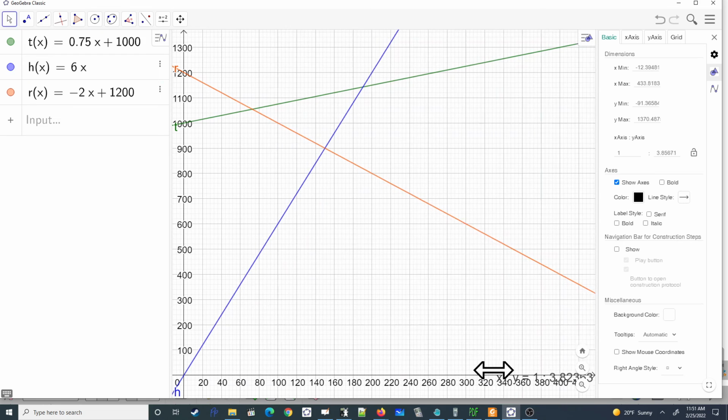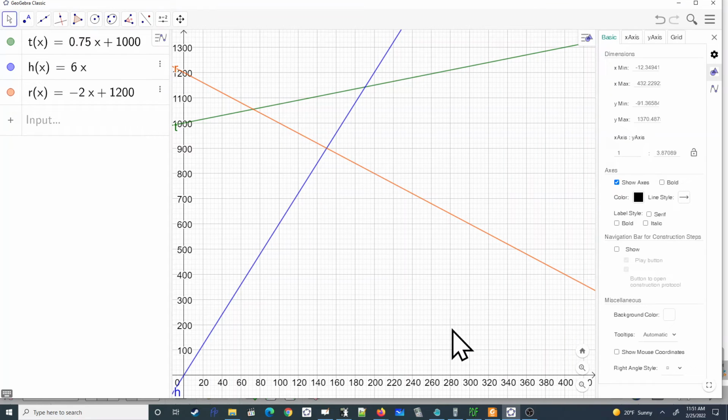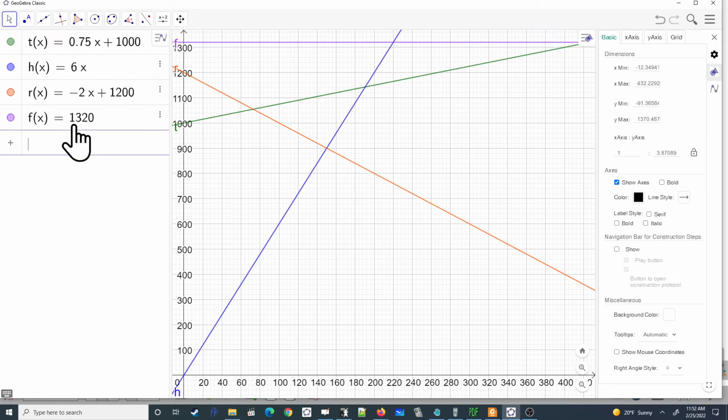I want to make sure I have enough time that I can see both the hare and the tortoise crossing the finish line, which is why I'm going to put in the finishing line. So I'm actually going to see when that occurs. So here's where the 1320 goes. Hey, look, here's the hare. At this time, it's going to cross the finish line.